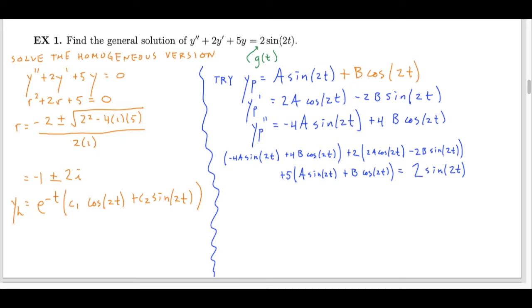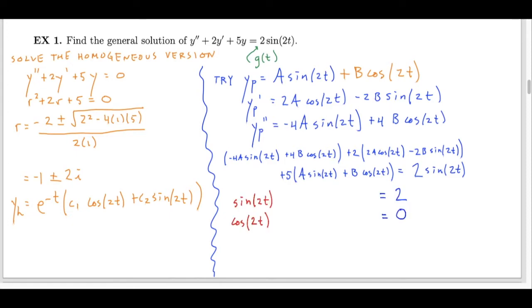Now I have two different types of terms on the left. I have sine terms and I have cosine terms. And I technically have two types of terms on the right. I have this sine term plus 0 times the cosine term. I'm hoping that having introduced this cosine will enable those ingredients to work out, will enable things to line up correctly. So let's take a look.